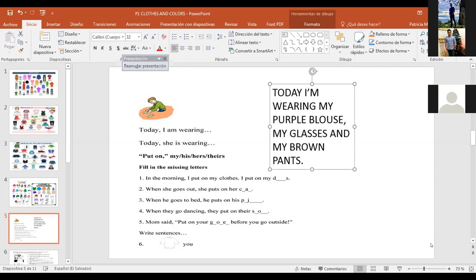Aún no he participado. Okay, please, Grisela, could you please describe what you are wearing today? Okay. Today I'm wearing my shirt orange. My glasses red. And my running shoes gray. Ok, excelente, thank you. Solo recuerden que agregamos el color primero, ¿verdad? Sí, antes de la prenda. Ok, thank you.